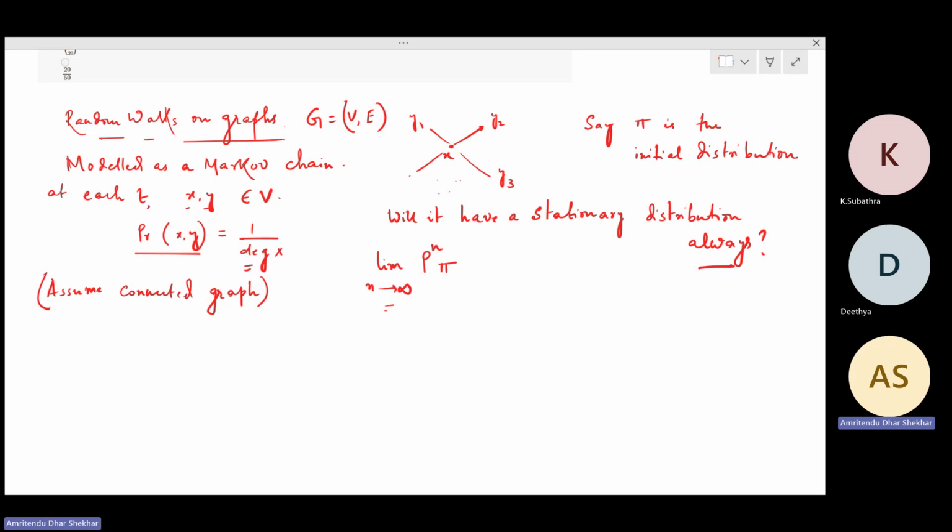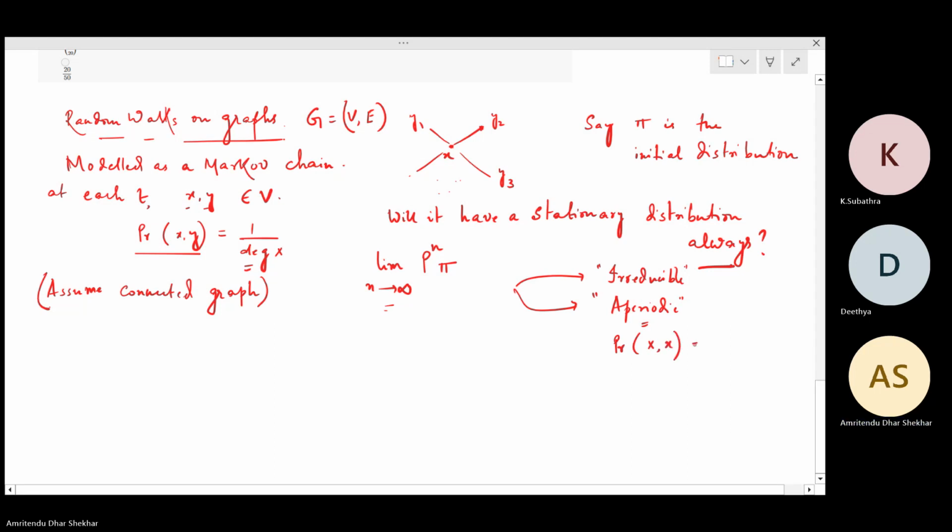Okay, so let us recall the criteria for a Markov chain to be stationary. The Markov chain has to be, number one, irreducible, and number two, aperiodic. Aperiodic means that the probability of x comma x should always be greater than 0. The important thing to note over here is that these are not necessary conditions. These are sufficient conditions. These conditions are sufficient enough to say when a Markov chain will necessarily have a stationary distribution. They're not necessary conditions.